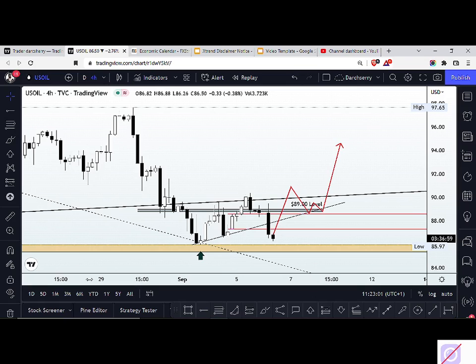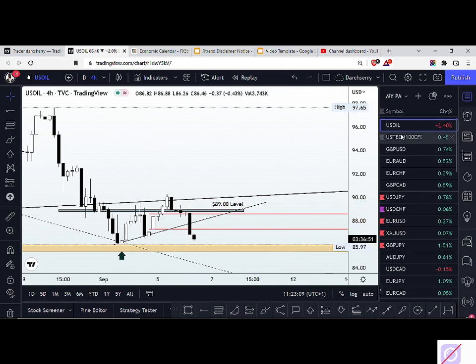Okay, in the absence of any questions, let's move on to the next pair. The next pair we are going to be looking at is the US Tech. And what do we have here on the US Tech?